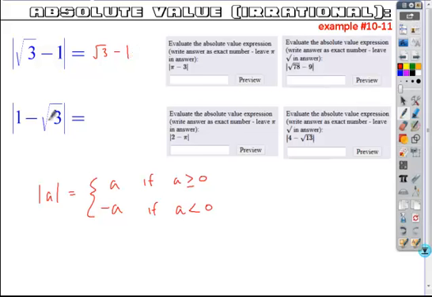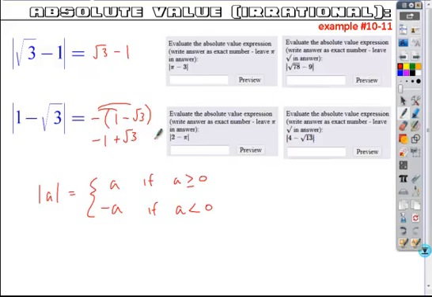Okay? But if we did it the other way, if we were given 1 minus root 3, so here we know that root 3 is a greater value than 1. So overall, this would be a negative number. So the way that you would have to evaluate it is you'd have to imagine you're taking the opposite of 1 minus root 3. And so if you pull that out of the absolute values and distribute your negative, you get negative 1 plus root 3.